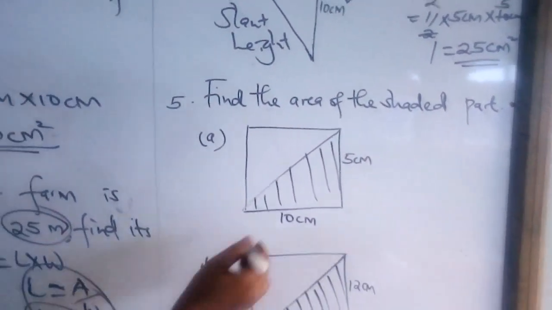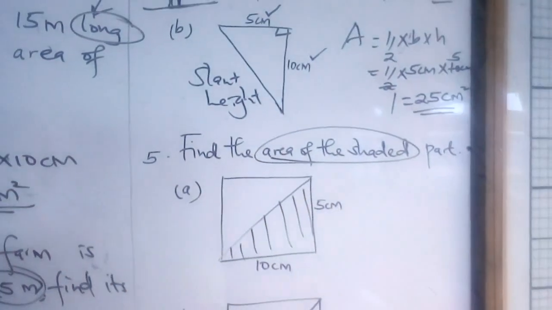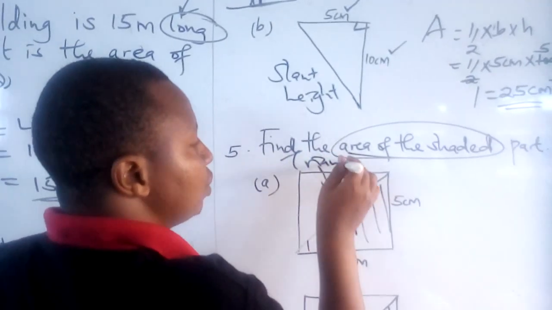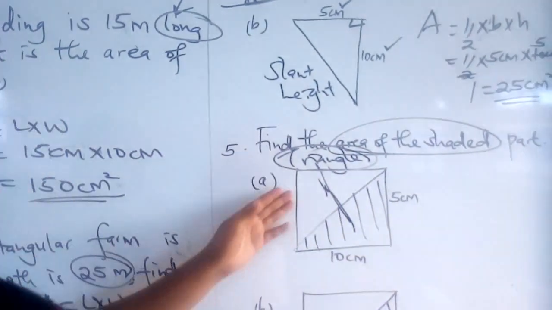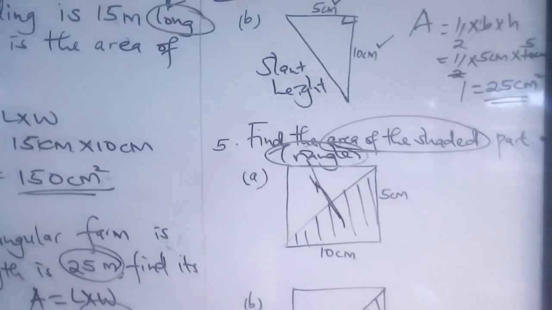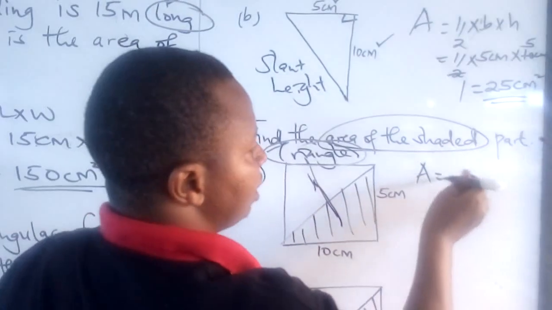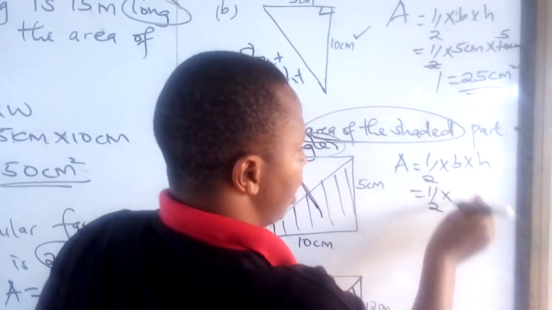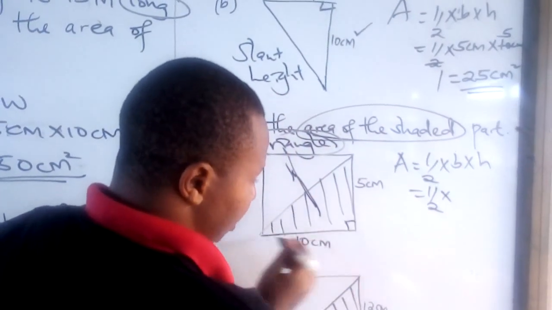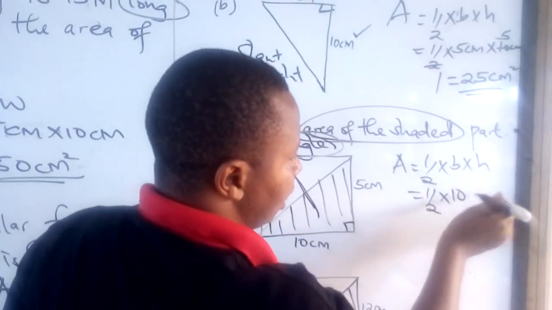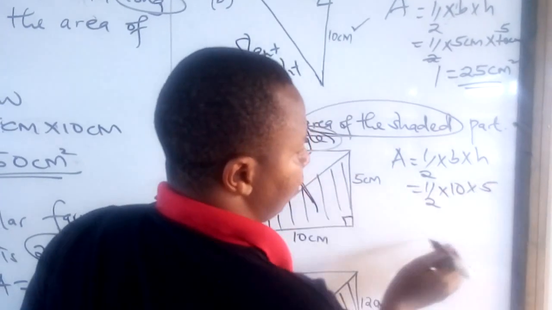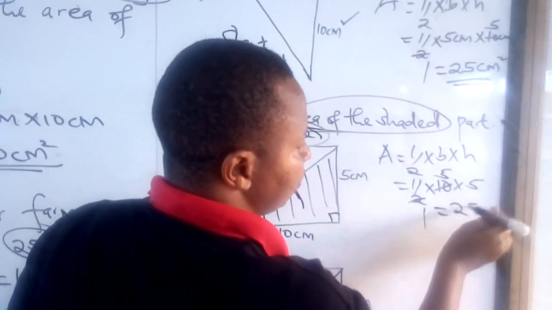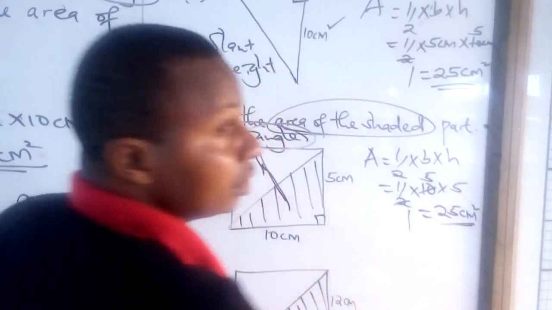In this question, we are going to find the area of the shaded part. If you look at the shaded part, this is simply a triangle. So in other words, you are told to find the area of the triangle in this question. So area is equal to a half times base times height, which is a half. Our base here, remember this is 90. Our base is 10. Our height is 5. By 2 and by 2, 5. 5 times 5 is 25 square centimeters.